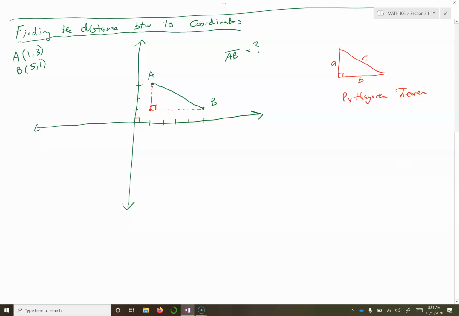Anyone remember the relationship? What is it? Isn't it a squared plus b squared equals c squared? You got it. Okay? So for right triangles, that relationship is always true. So we just have to figure out how to get that relationship in this other graph.